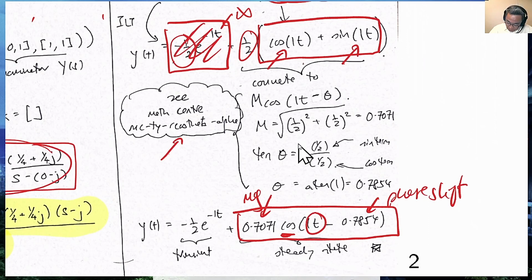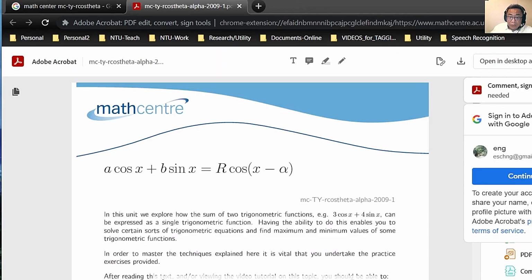Okay, that's the idea. So if you forget this, please go into this math center and type this. So I Googled this for you. There is some very nice tutorial to say that a cos x plus b sin x, where you replace x by 1t. A and b are different coefficients; in our example they are both half. And you realize out pops a magnitude, in here you put r, and out pops a phase minus alpha.